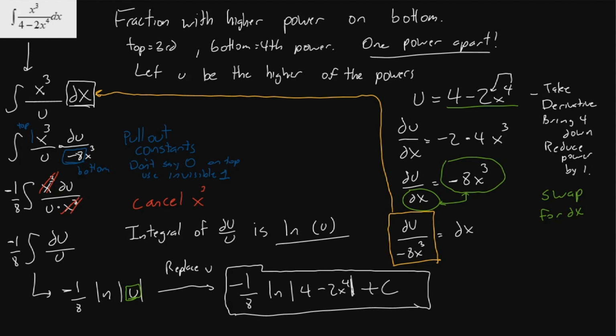So this one looked a little rough at first, but again, just by picking a u that is the higher of the two powers, that caused all of this stuff to cancel out. That got rid of our x to the third, and it allowed us to remove our constants to the outside to where they didn't have to be involved in the integral. Once we're finished, we just got du over u. The integral of that is just natural log of u. Then once we replace the u, we are okay to go.